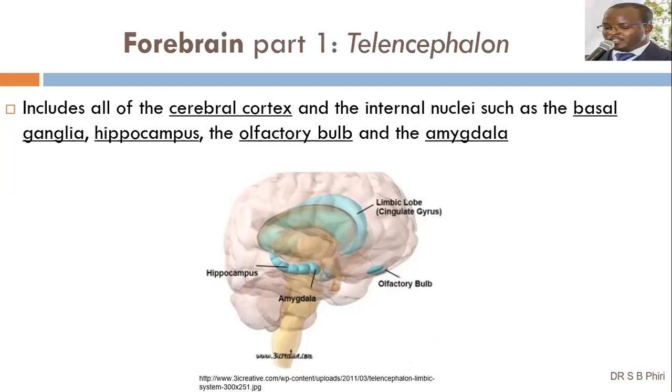Forebrain, part 1, telencephalon. You have the cerebral cortex, and the internal nuclei embedded within the brain tissue, like the basal ganglia, which is mainly active when it comes to motor function, the hippocampus, which is also active when it comes to memory, then the olfactory bulb that you discussed with Dr. Mshavati when looking at the sense of smell, then the amygdala, which is part of the limbic system, so it's also involved in emotion.